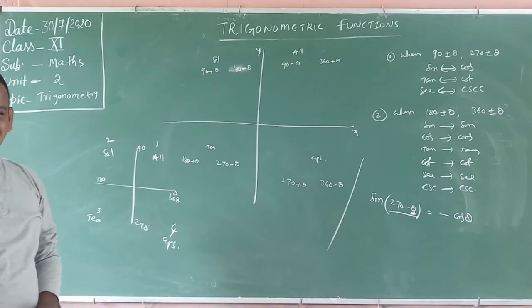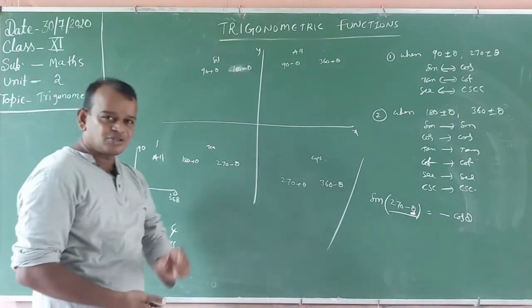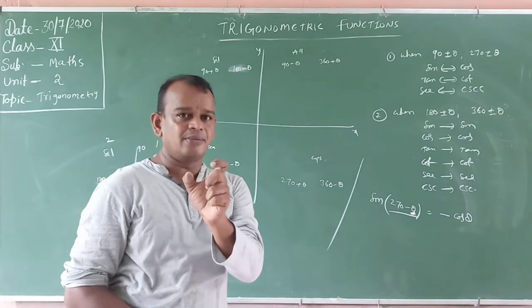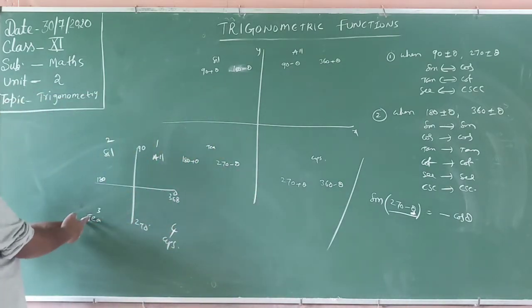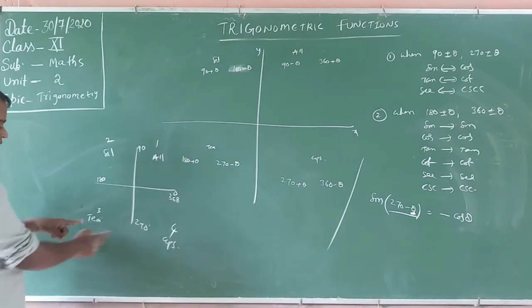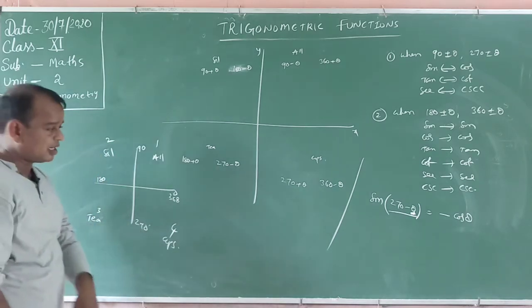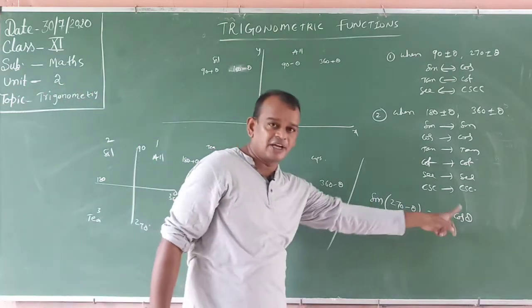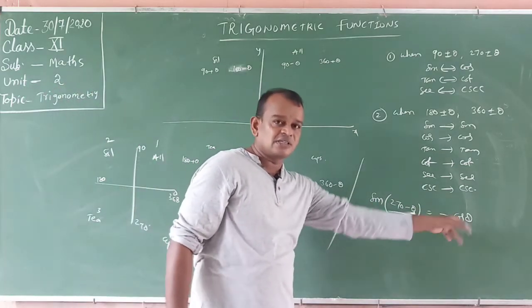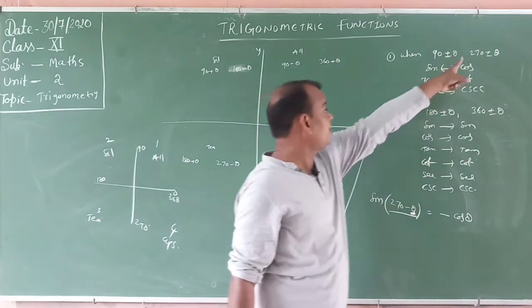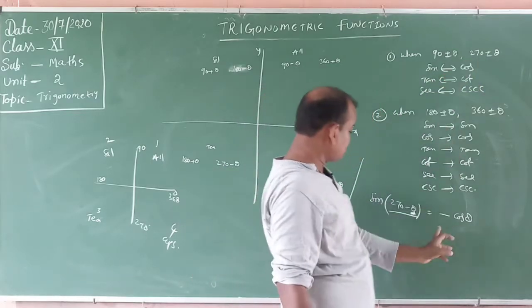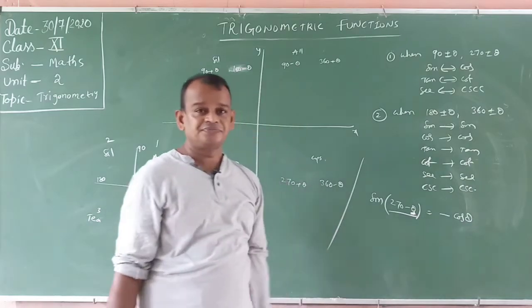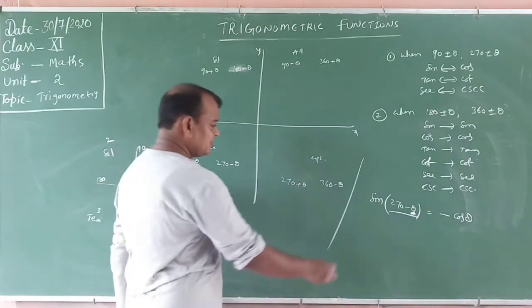Understood? First you have to show the angle. What is the angle? 270 minus theta. Here 270, 270 minus theta. Which coordinate? Third coordinate, where tan is positive. But here sine is there, and sine is 100% negative. What is the answer, sine or cos? 270 is there. Whenever 270 appears, sine will be changed into cos. Okay, other one.